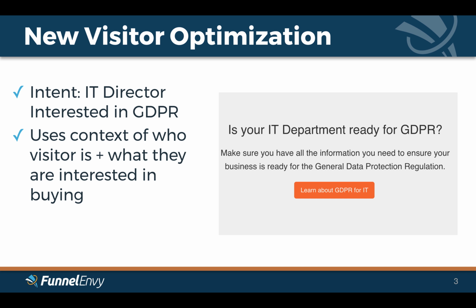So let's say that you have an IT director who's specifically interested in GDPR. So you're going to use that context of who they are and what they're interested in buying to show a different hero copy. So this is more personalized, and because of that, the customer feels like the content and your value proposition is aligned to their needs.